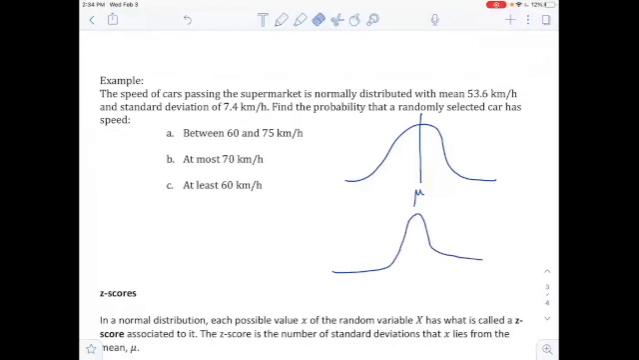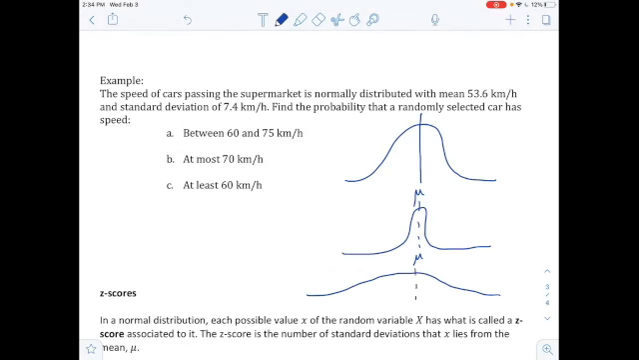It could have the same mean but be really skinny. Or if it had a really big standard deviation, it could have the same mean but be really wide. So knowing the mean alone is not enough to talk about a normal distribution. You actually have to know both the mean and the standard deviation.